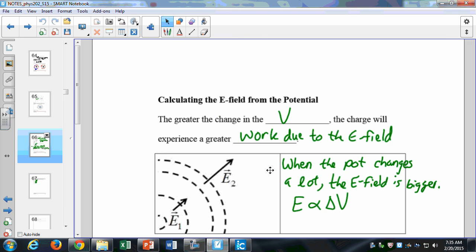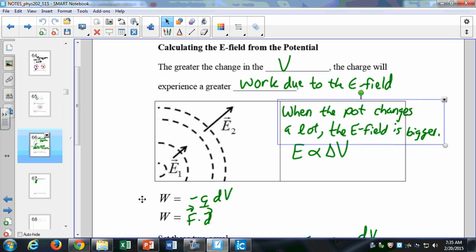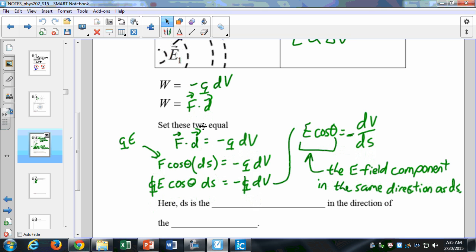Just to remind you, we had this qualitative argument that if our potential changes a lot, then our electric field changes a lot. So we said the electric field must be proportional to the change in the potential, and came up with this idea that E cosine theta is the negative of dV/dS. We're getting somewhere with this, so let me show you.